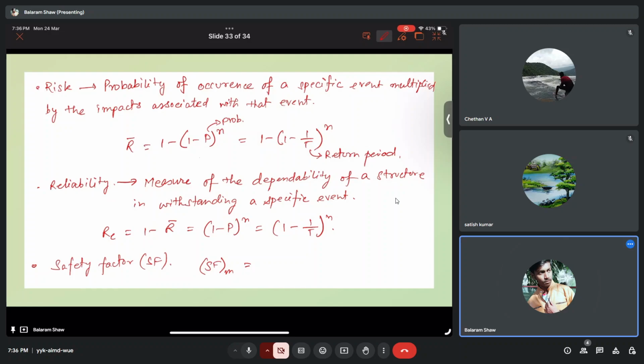So the next question is: a hydraulic structure with a life of 30 years is designed for a 30-year flood. The risk of failure of the structure during its life will be how much? So we know we can write R bar equals 1 minus (1 minus 1 by t) to the power n, where n here is the design life, that is 30 years, and t is the return period, also 30 years. You can just calculate it and let me know how much you are getting.